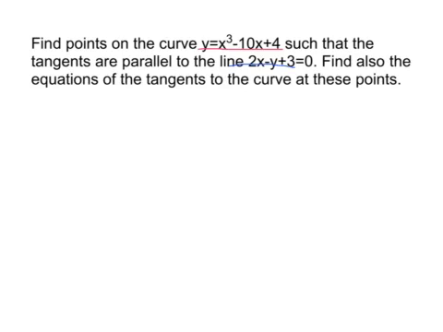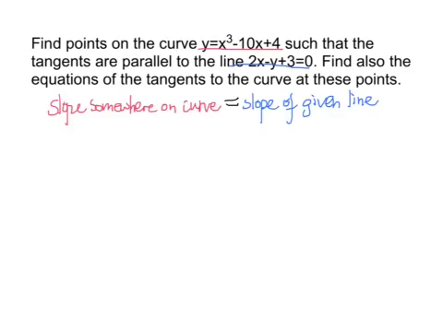So we have two lines here. We have the big curve, and I'm asking you where on this big curve have the same slope as this line, because we're talking about parallel, right? So basically it means the slope somewhere on this curve, parallel, must be equal to the slope of this given straight line.